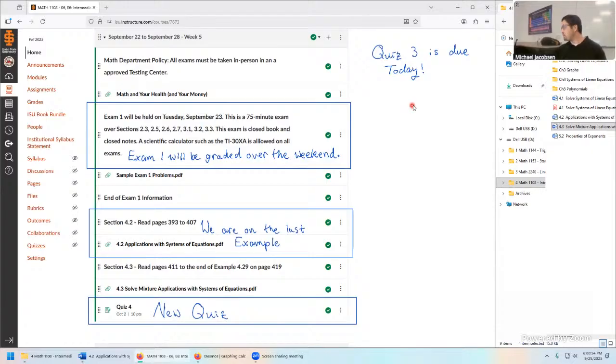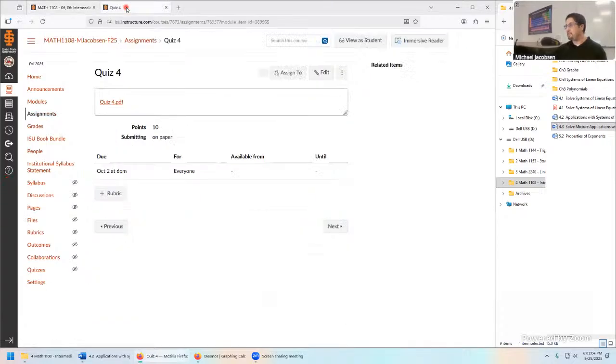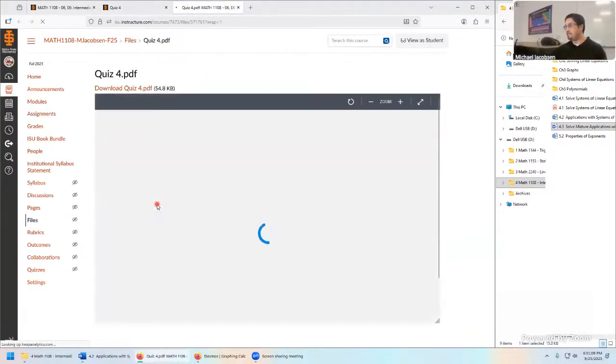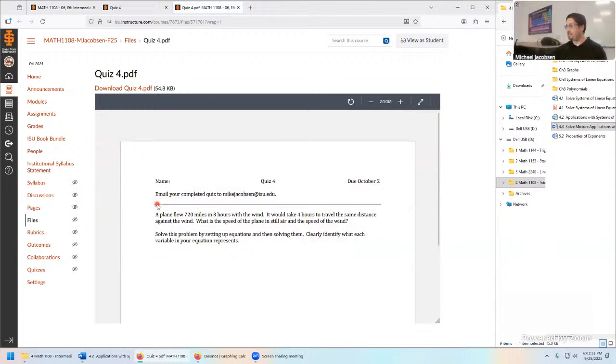Okay. So far we have quiz 3 that's due today, and the new quiz 4 has been posted. I forgot what this was even over. I wrote this a little bit earlier, I think on Monday. Quiz 4 is almost there. It takes a bit to load. Looks like an application problem. We're doing one that's pretty similar to this one, it turns out.